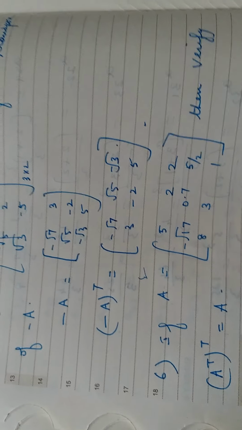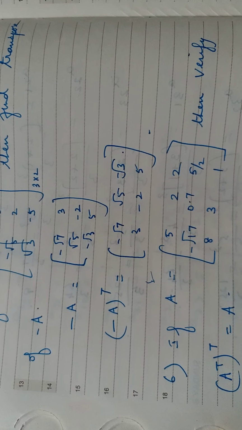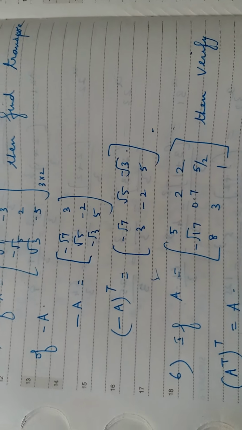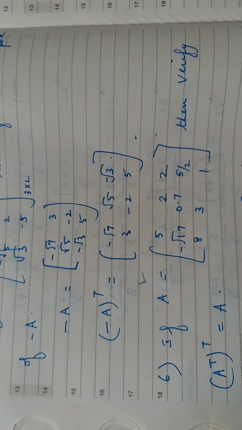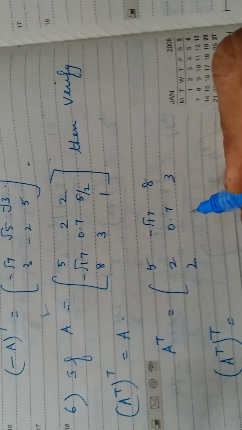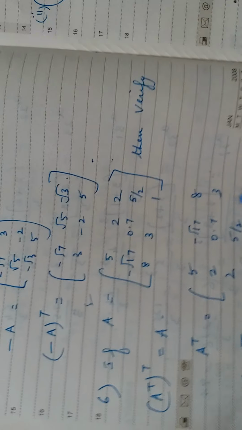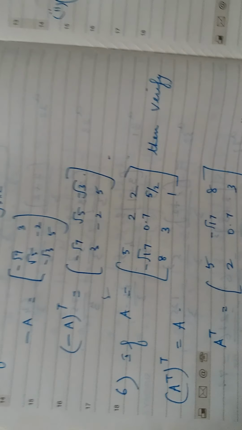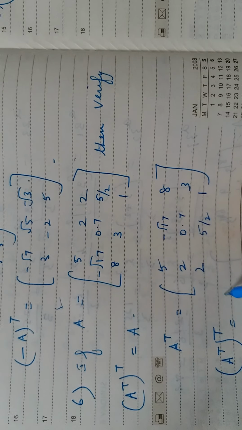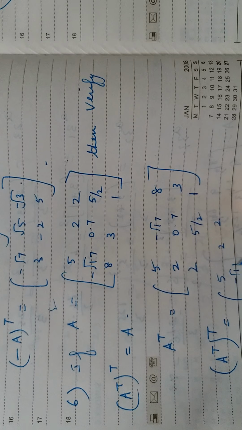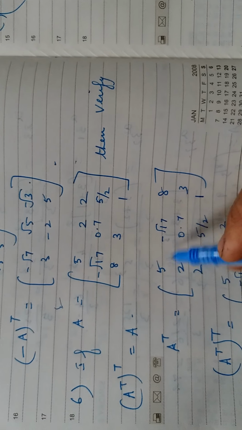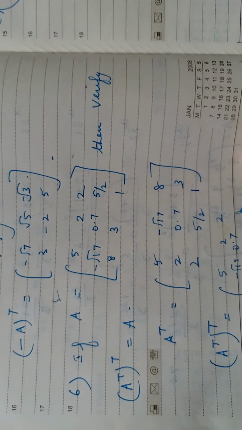So A transpose, first you find out. You will write rows as columns. This column I am writing as a row: minus root 17, 8, 2, 0.7, 3, 2, 5 by 2, 1. So the transpose of this again is 5, 2, 2, minus root 17, 0.7. That is, I am interchanging these columns as rows.